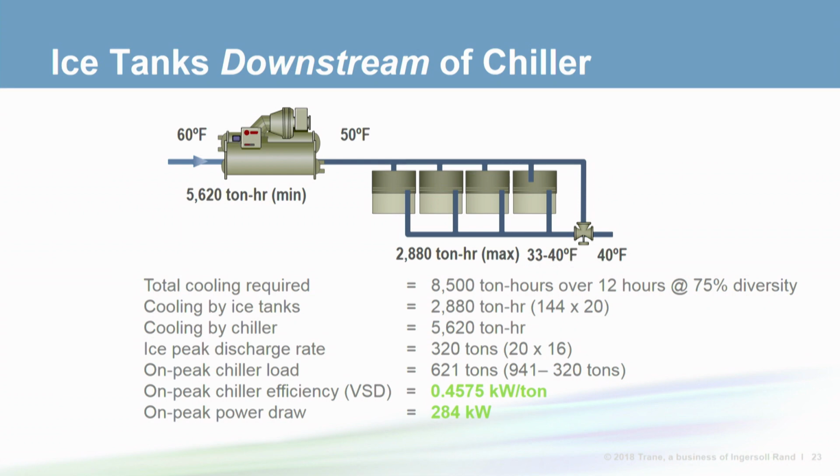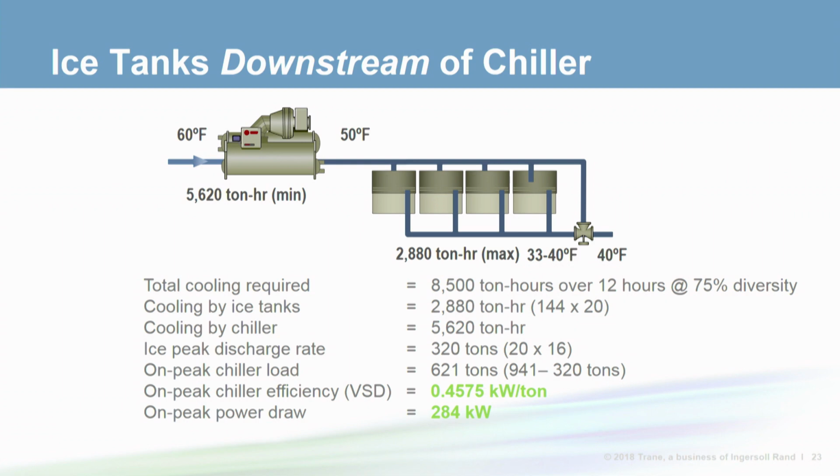The downstream ice storage tanks cool the fluid from 50 down to 40, and at these temperatures, the 20 ice storage tanks in the example can provide 2,880 ton-hours of cooling, leaving an on-peak cooling requirement of 5,620 ton-hours that must be satisfied by the chiller.